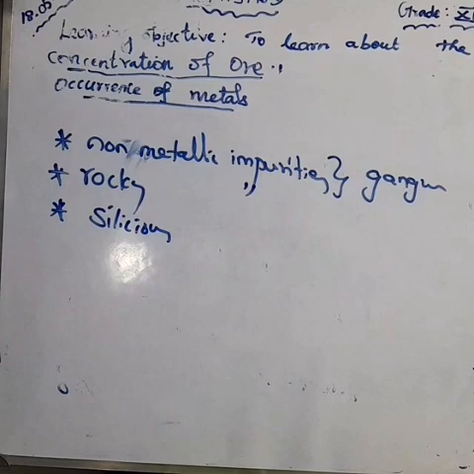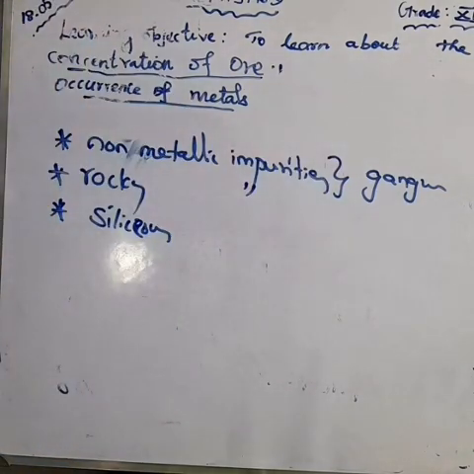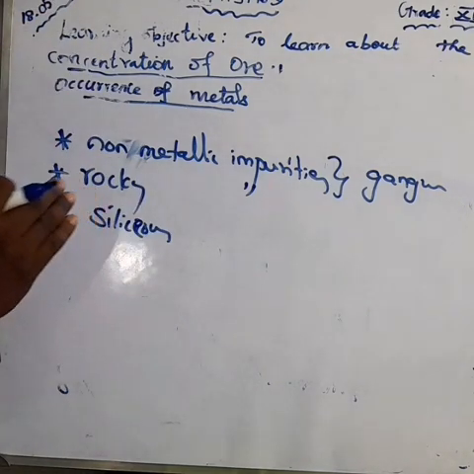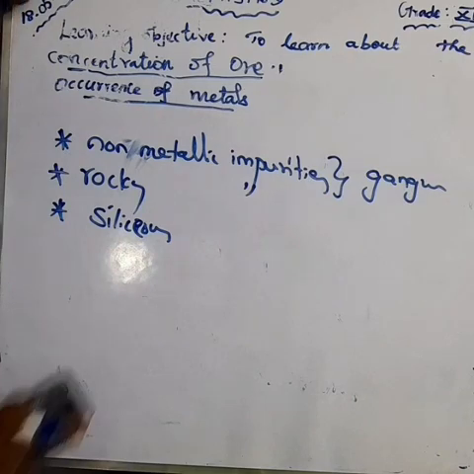First we have to remove these impurities. There are many processes for this. Anyhow, this removal process is called concentration of the ore. The processes include gravity separation and froth flotation. Today the first process is gravity separation.